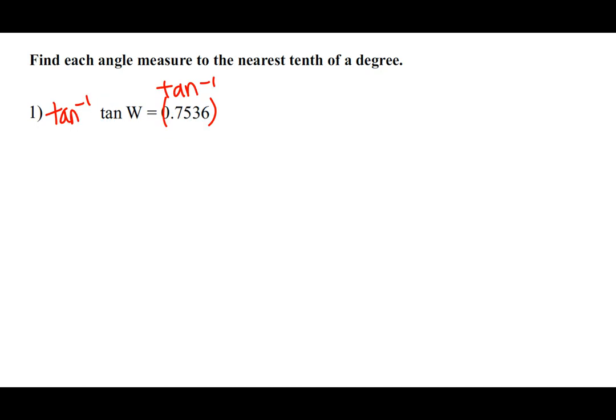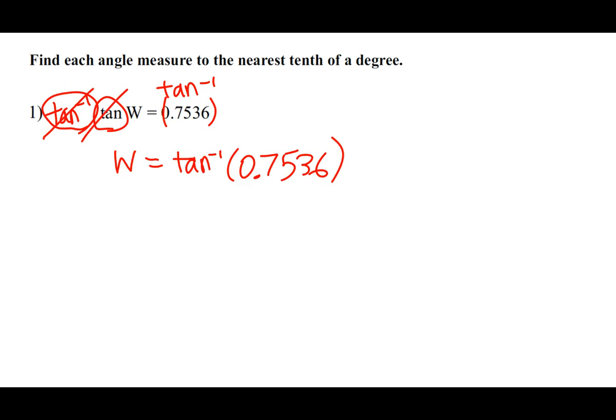So the proper way to get rid of the tangent is inverse tangent. We write it as tangent -1, but it's called an inverse tangent. If you press the second button and then press the tangent, you're going to see tangent -1. So you put that in there, and then the tangent -1 cancels out the tangent. That's why you get just w by itself.